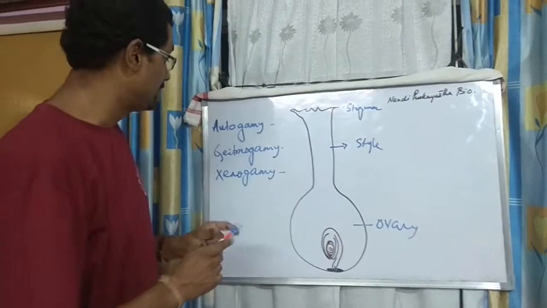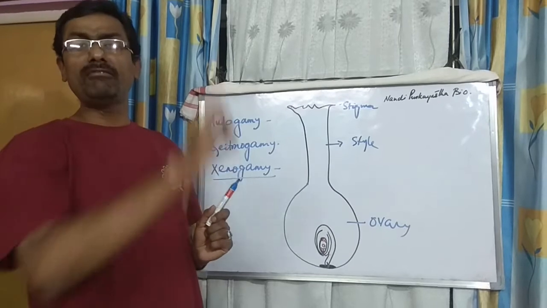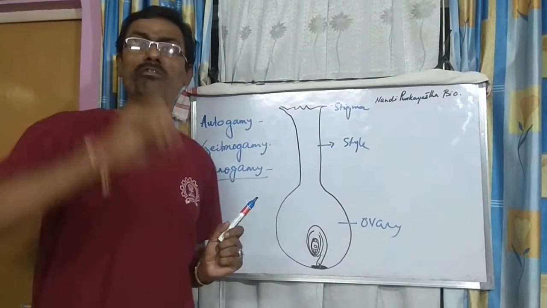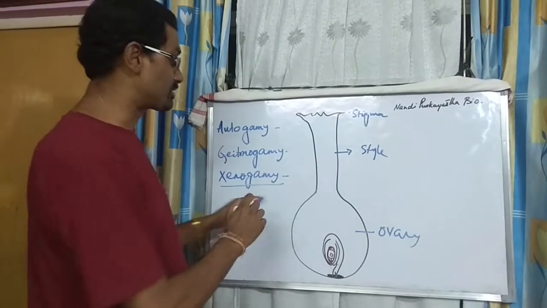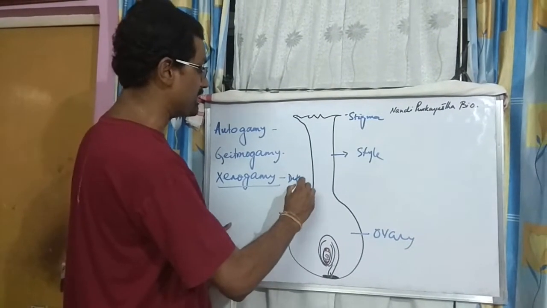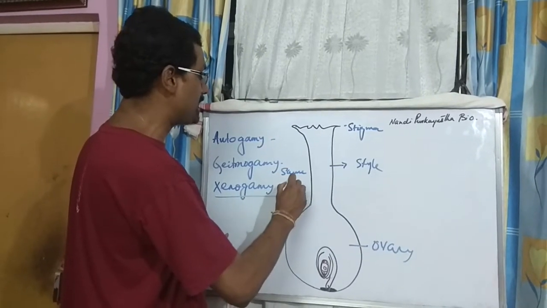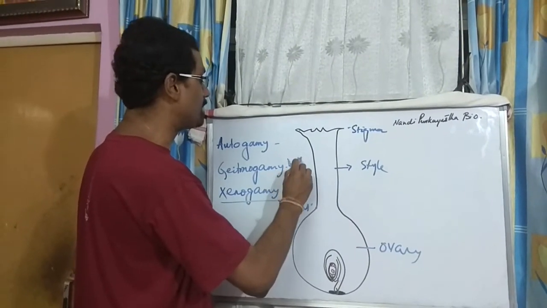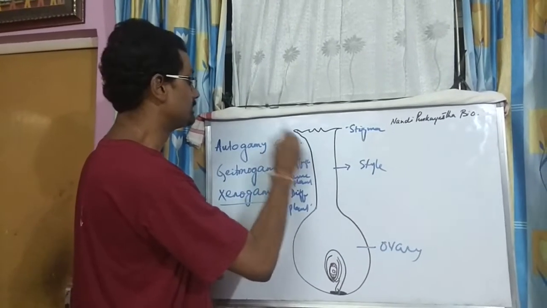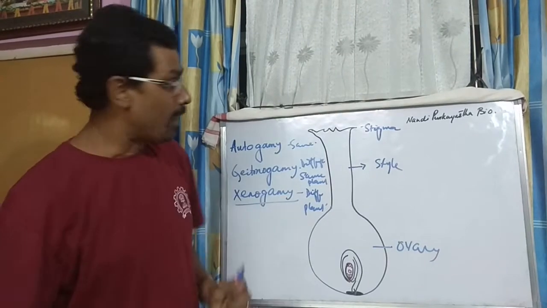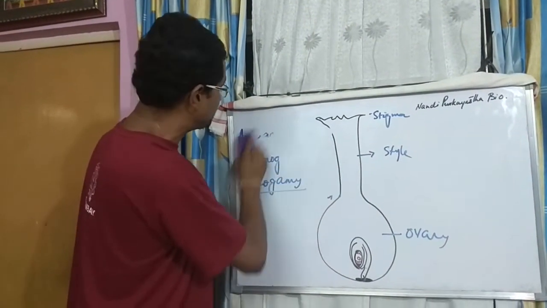The plant is one. But in xenogamy, what are you finding? Transfer of pollen grain from one flower to the stigma of another flower. See the difference: a different plant. The plant is not the same. Can you get it? Same plant, but what is different here? Different flower. Here, same flower.